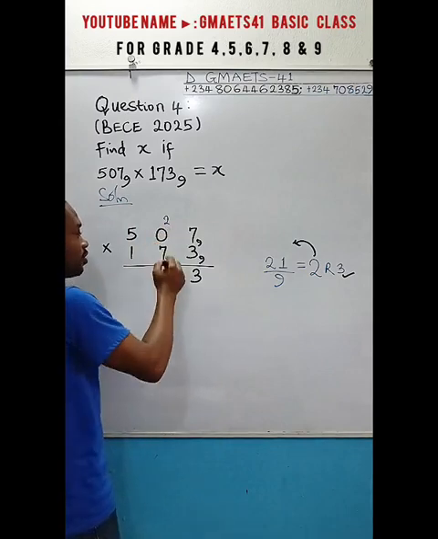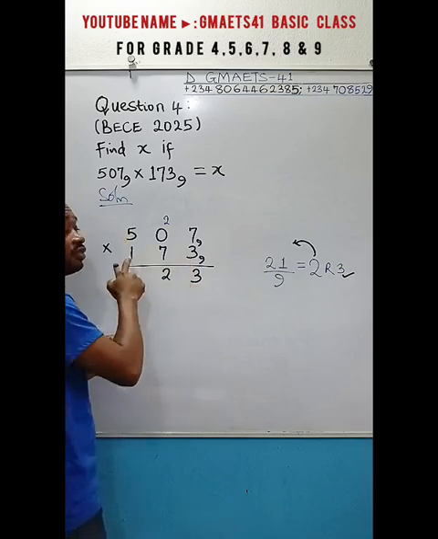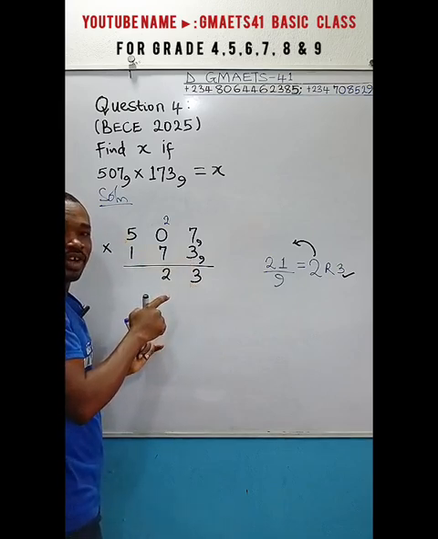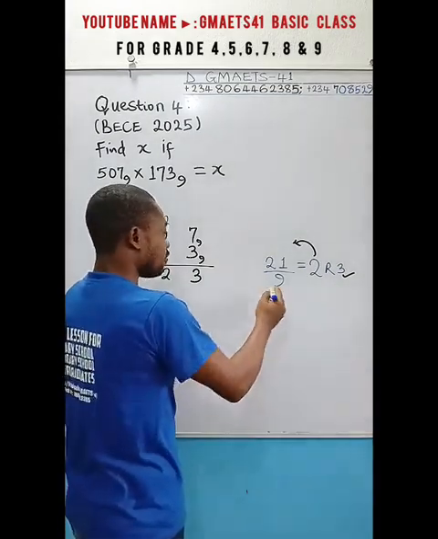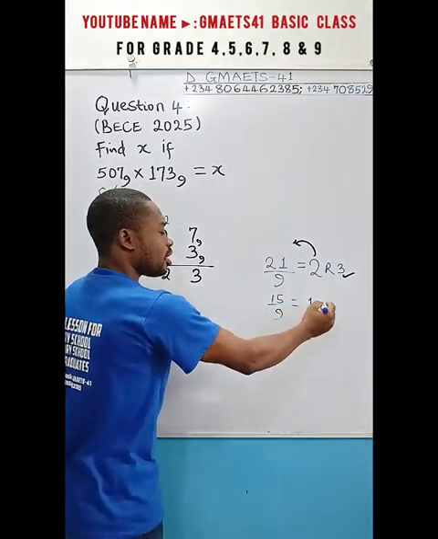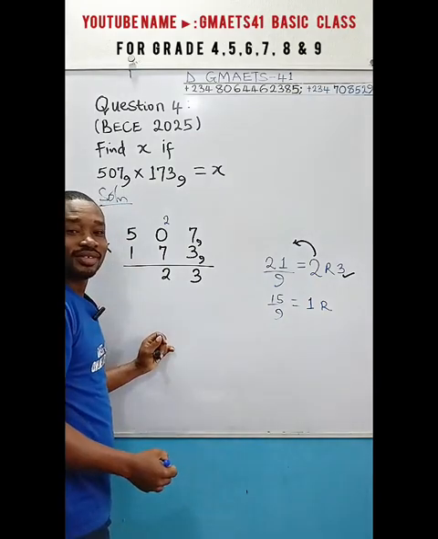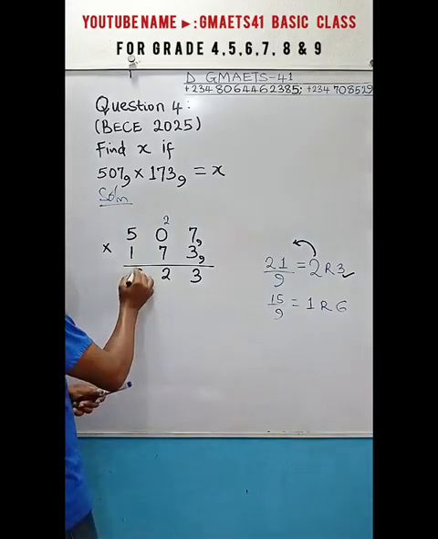Plus the 2 that you carried over here will give you 2. 3 times 5 will give you 15. 3 times 5 will give you what? 15. You can't record that 15. You must go and find out. 15 divided by 9 once. Remainder what? The remainder is going to be 6. So actually what you are recording is 6.